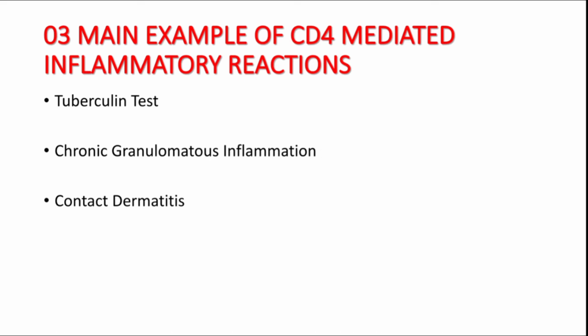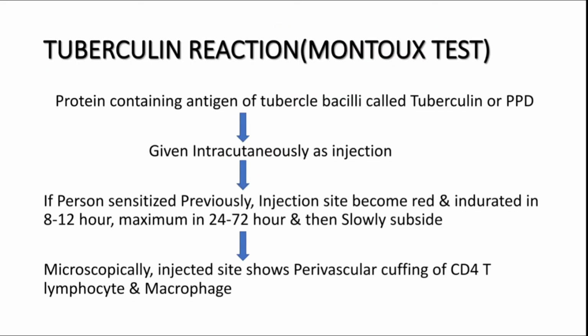These are all three examples of CD4 mediated type 4 hypersensitivity. So the first one is the tuberculin reaction, that is the Montoux test. Now this particular test was done in the past for tuberculosis diagnosis, right? Nowadays this test is not used much. So what is the tuberculin reaction?